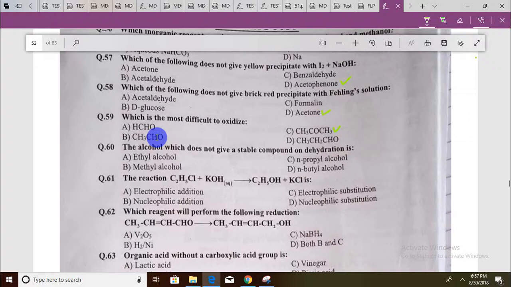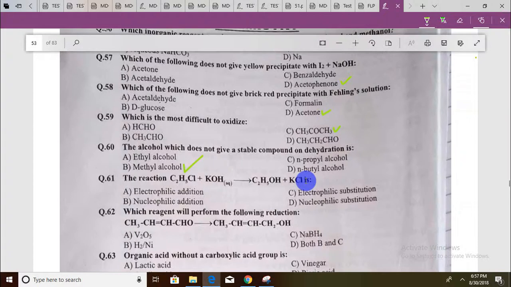So next, the alcohol which does not give a stable compound on dehydration is ethyl alcohol? I guess it does pretty well. Methyl alcohol does not give a compound at all. N-propyl alcohol does pretty alright. Same with N-butyl alcohol. So let's go with methyl alcohol.